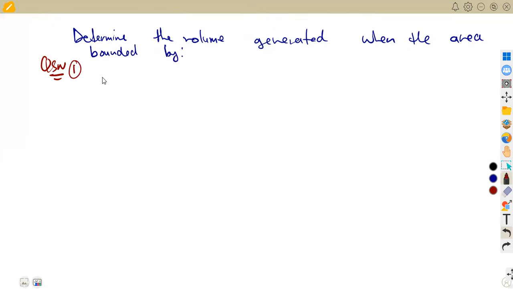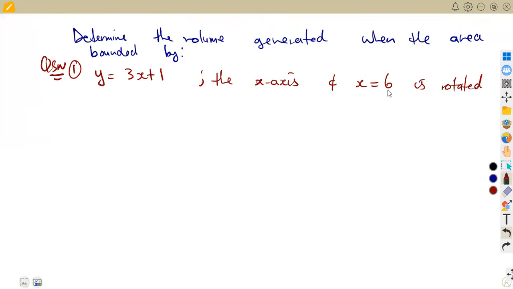So the first one, let's say we are given just a simple question, y is equal to 3x plus 1, that is our graph taken between the x-axis and also the point where x is equal to 6, and is rotated about the x-axis. So that is the condition of our question. If we check in our syllabus, we just calculate our volume in a direct manner.